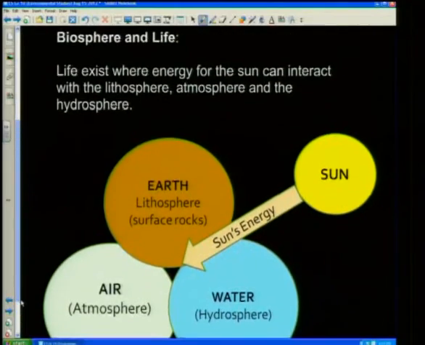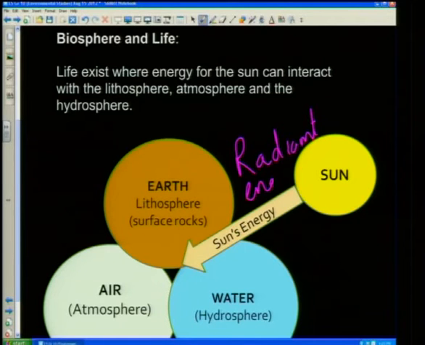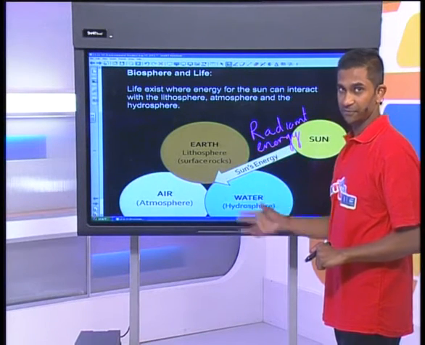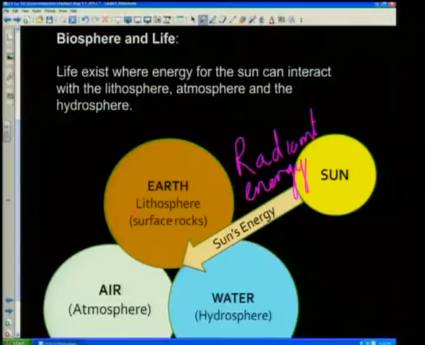Life exists where energy from the sun can interact with the lithosphere, the atmosphere, and the hydrosphere. The sun provides radiant energy, and that energy is available to all organisms. This energy is required by them for different physiological processes. Let's look at the Earth, the lithosphere. This refers to the surface rocks and the soil on the surface of the Earth.